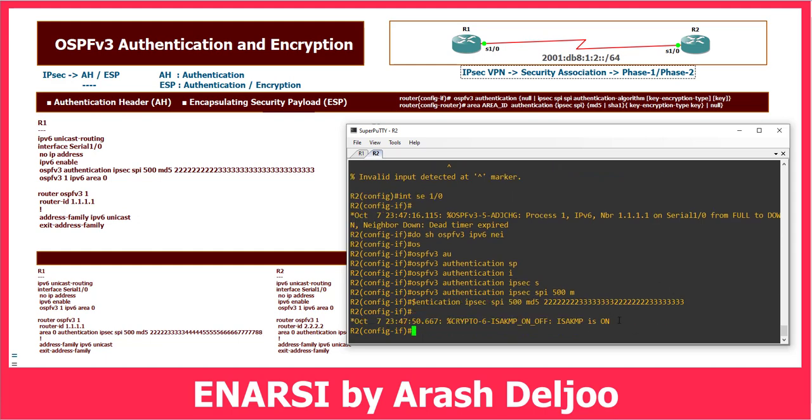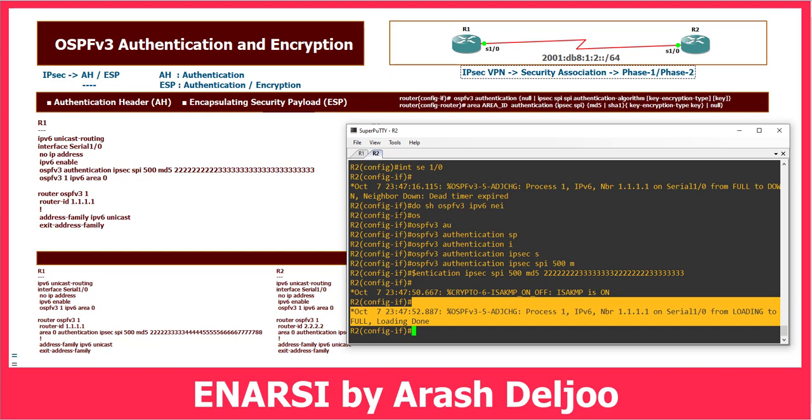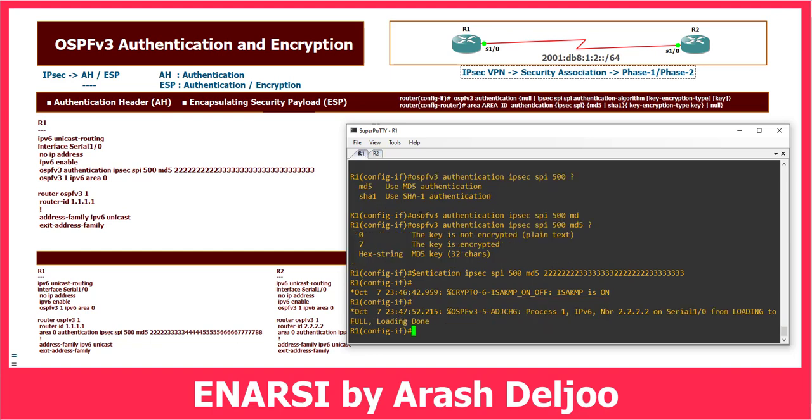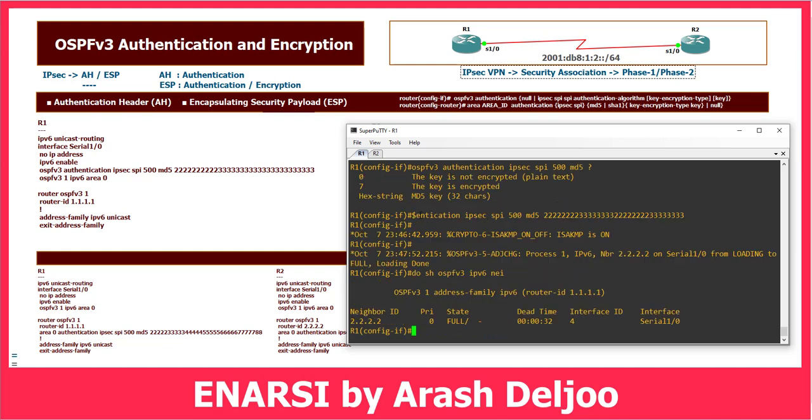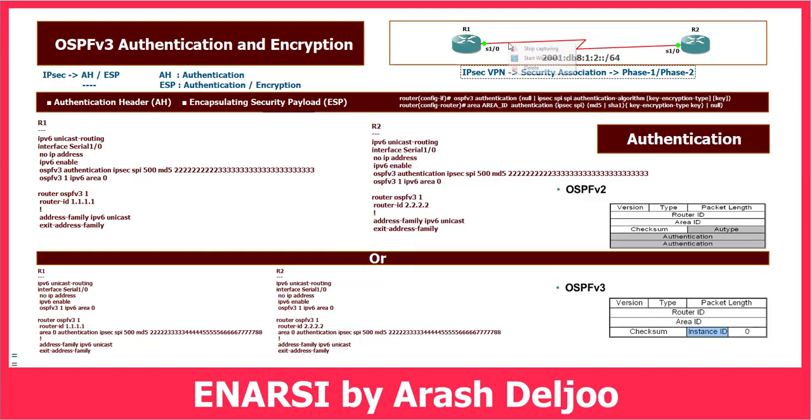Now ISACamp is up, and as you can see, now we have neighborship between router 1 and router 2. Do show OSPFv3 and then IPv6 neighbors, for example. We have neighborship. Also, if you want, you can capture the link between router 1 and router 2. Let me show you here.